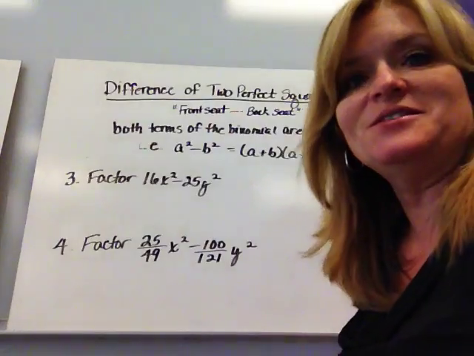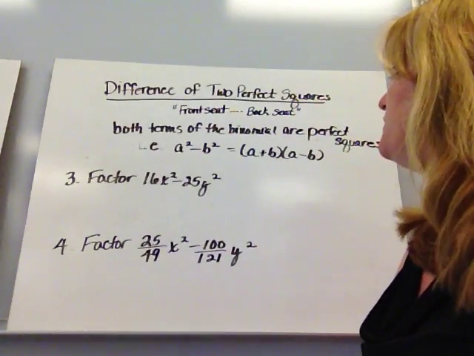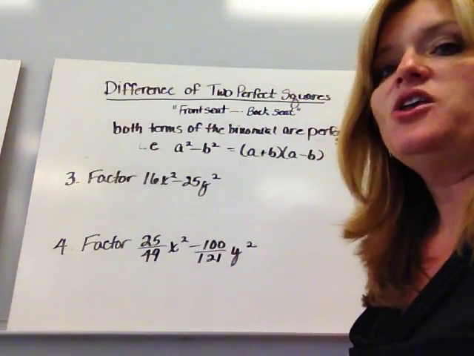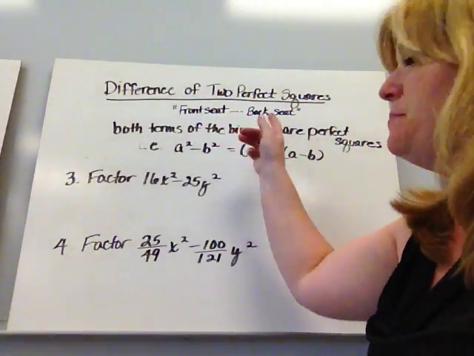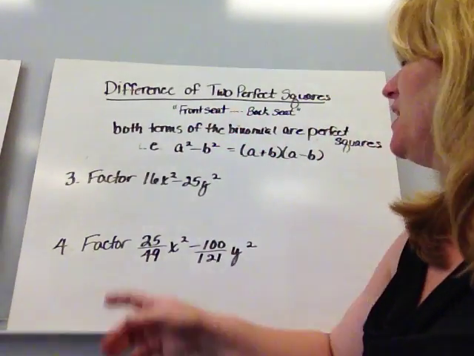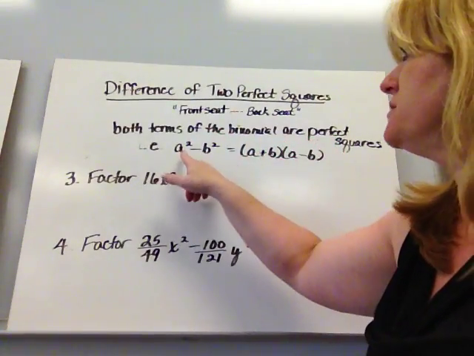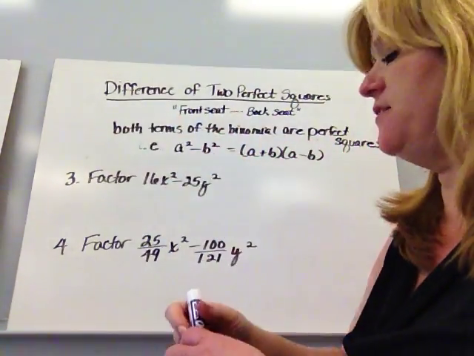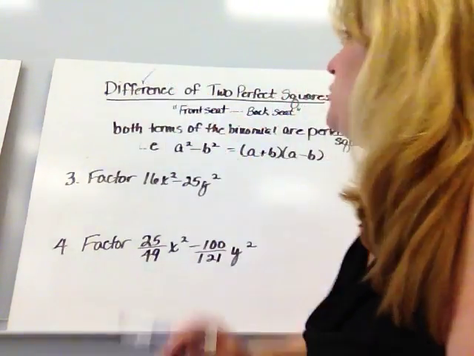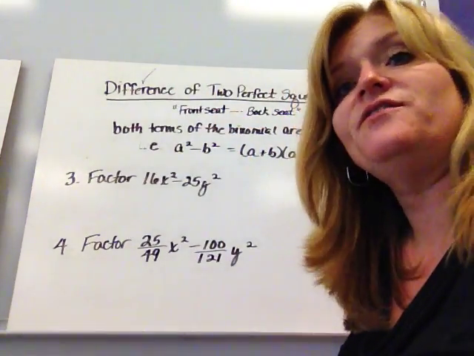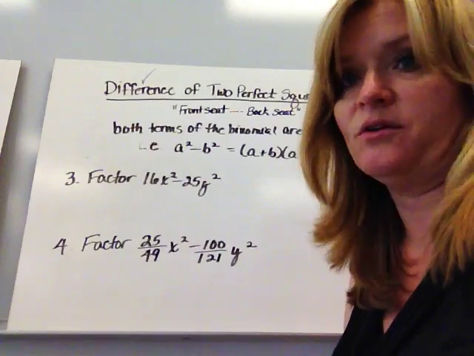Okay, this is one of my favorites. It's called the difference of two perfect squares. You've probably heard of it as front seat, back seat. And both terms of your binomial are going to be perfect squares. And notice it says the difference of two perfect squares. This only works if you have subtraction. Addition, it does not work for.